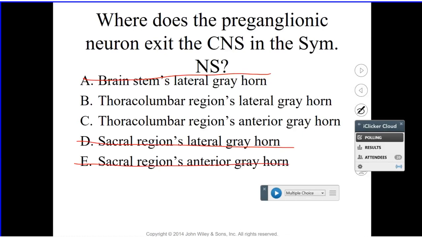Okay, so if you're taking a test, these are the types of clues you want to look for. Now, when we went over the anatomy of the spinal cord, we do have lateral and anterior gray horns. The only time we have lateral gray horns is in the thoracolumbar region for the sympathetic system, okay? Your whole spinal cord has anterior gray horns, but lateral gray horns are only in the thoracolumbar region. Only in the thoracolumbar region. Okay, so the answer there is B.